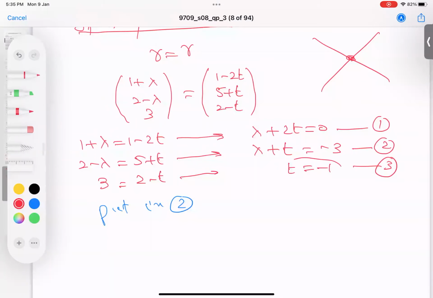When I put in 2, this value here, what happened? Lambda plus -1 equal to -3. In short form, this goes there and I get -2. So I got a t value and I got a lambda value.